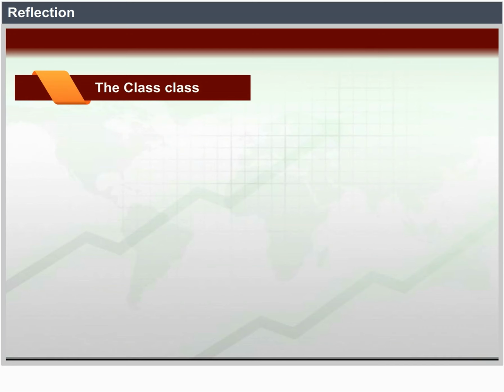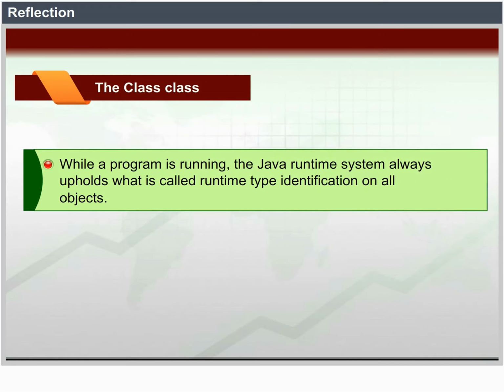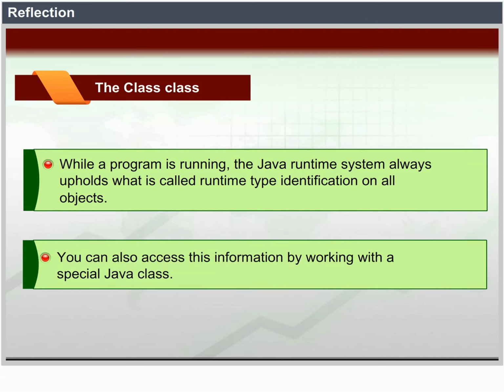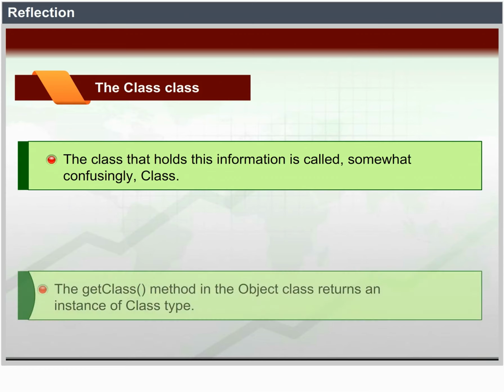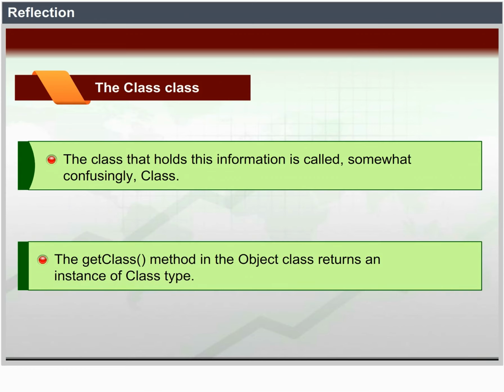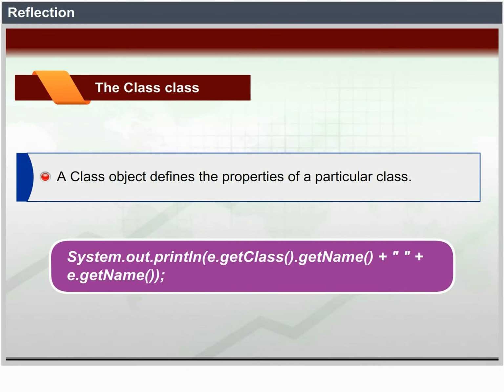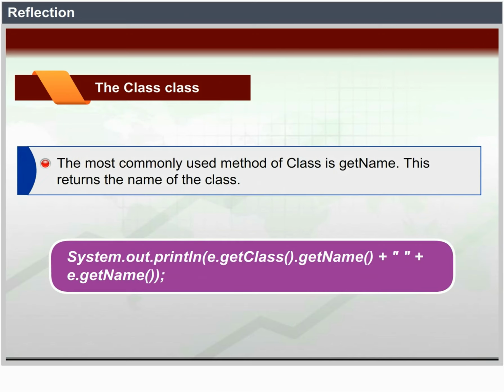The Class class. While a program is running, the Java runtime system always maintains what is called runtime type identification on all objects. You can also access this information by working with a special Java class. The class that holds this information is called, somewhat confusingly, Class. The getClass method in the Object class returns an instance of Class type. A Class object defines the properties of a particular class. The most commonly used method of Class is getName. It returns the name of the class.